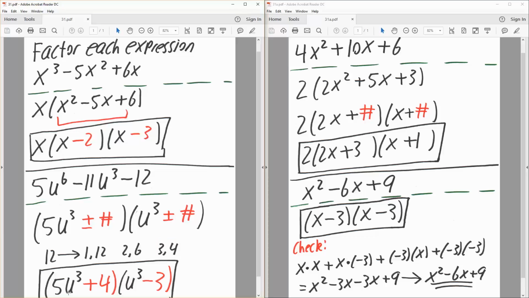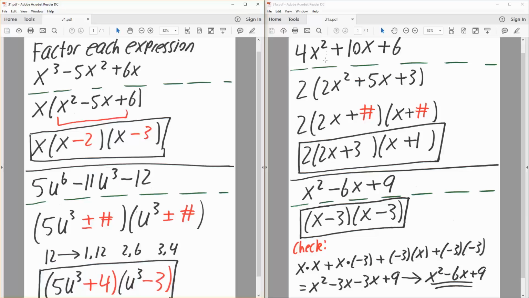So we check. 5u raised to the third times u raised to the third would be 5u raised to the 6. Next, 4 times negative 3 is negative 12. So that's good. Next, negative 3 times 5u raised to the third is negative 15u raised to the third, plus 4 times u raised to the third is 4u raised to the third. So negative 15u to the third plus 4u to the third is negative 11u to the third. And that's why this would be the factored form.